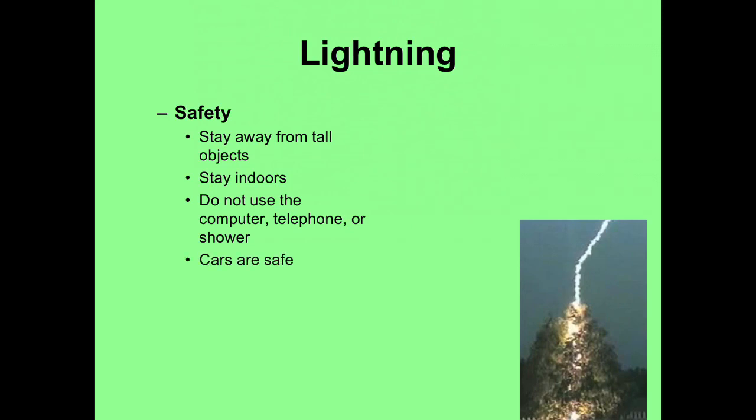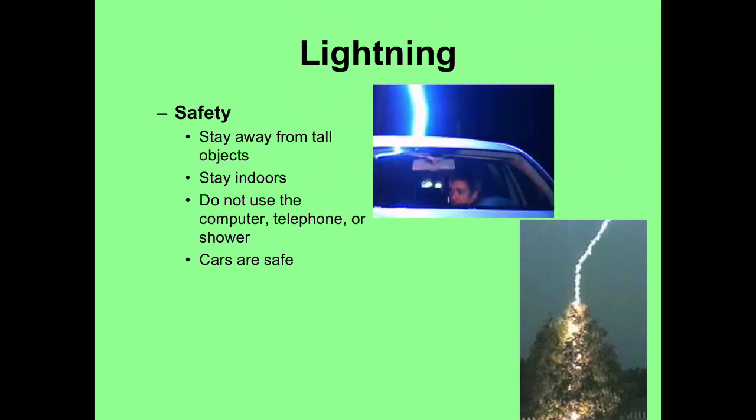Cars are safe. The car creates a shield around you that allows lightning to go around you. It won't actually strike you. The metal is a conductor, and it lets lightning get around you. It keeps you safe.